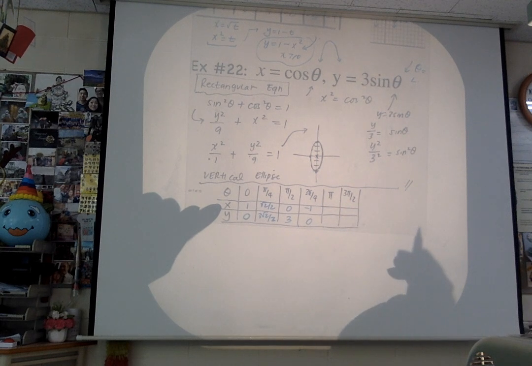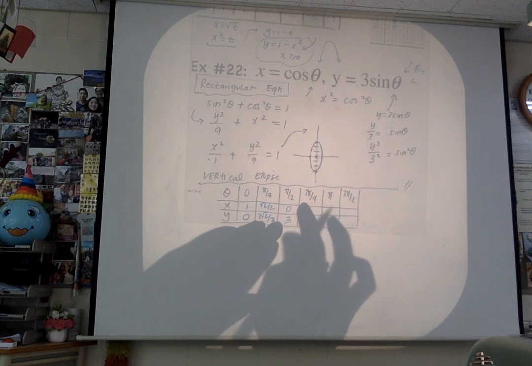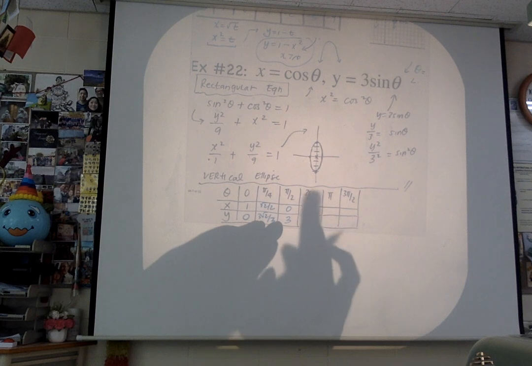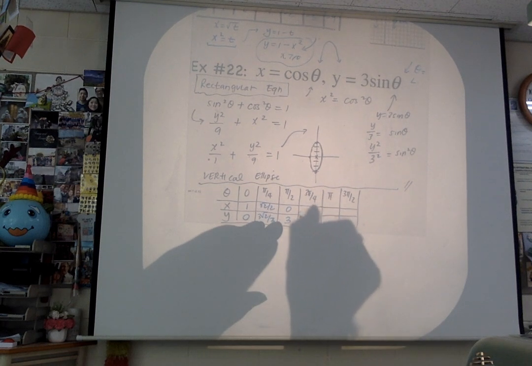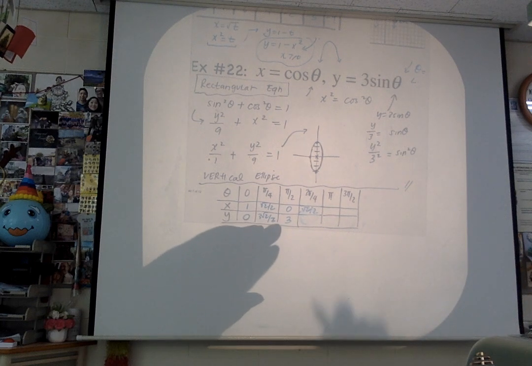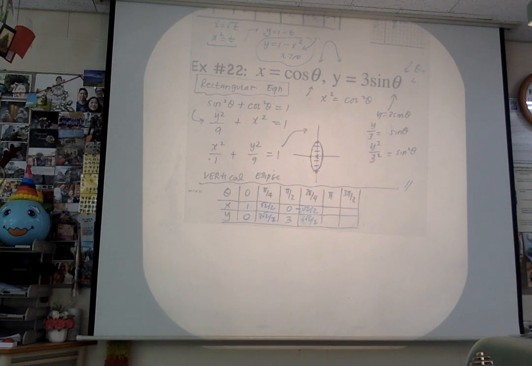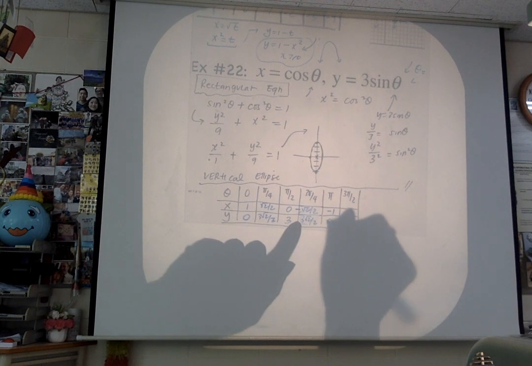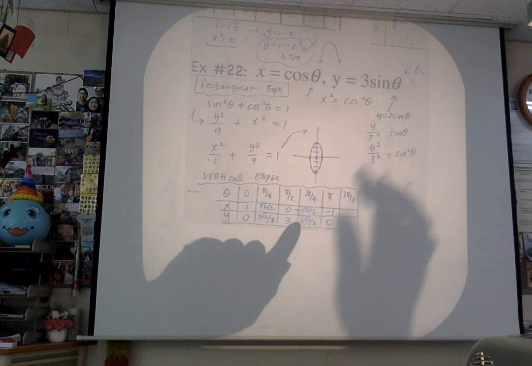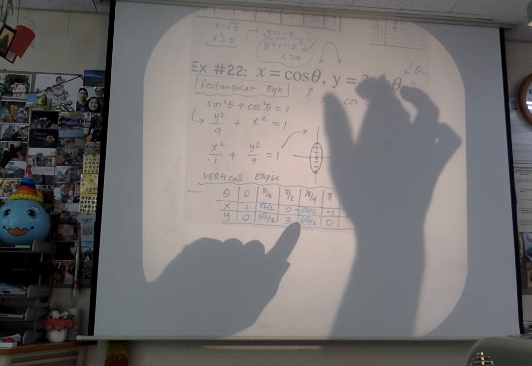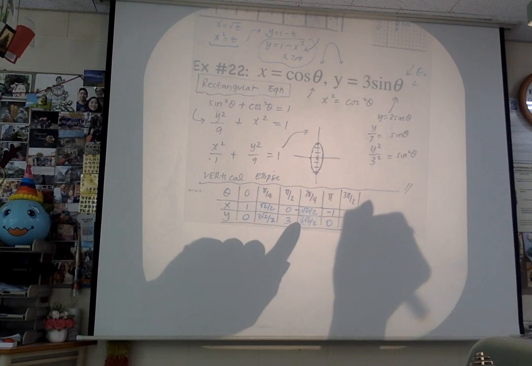3 pi over 4, it's cosine, so it's negative. Sorry, shoot, 3 pi over 4, it's root 2 over 2, but it's negative root 2 over 2. Sorry about that. I know you were yelling at me. Just fill in the table as you know it. 3 root 2 over 2, but it's negative here, positive there. And it's negative 1 and 0 here, because cosine of pi, sine of pi times 3. 3 pi over 2 is 0 here, and negative 3 here.